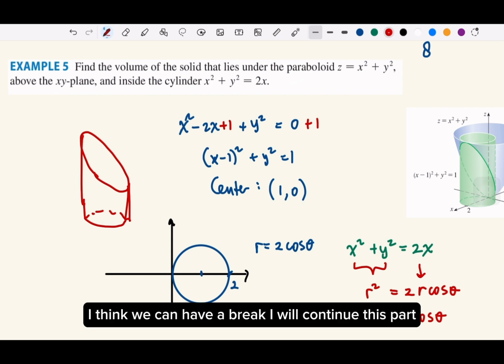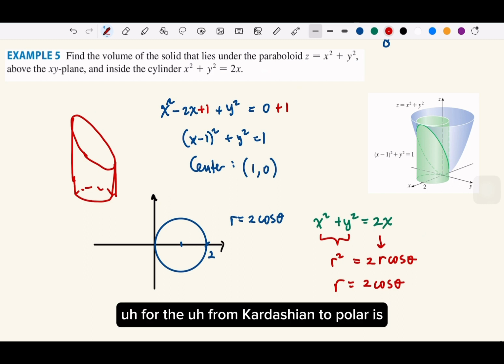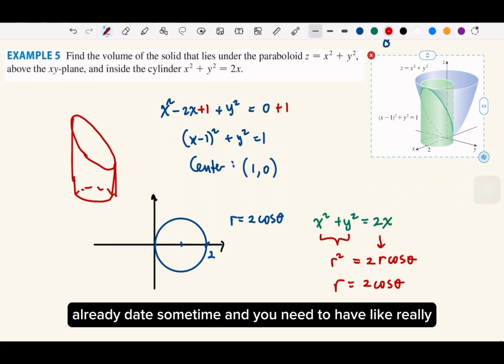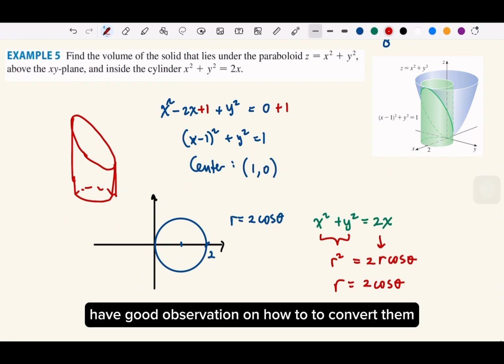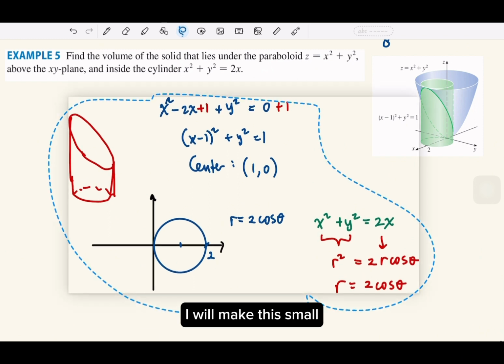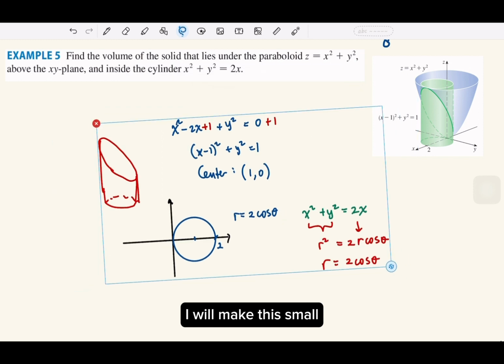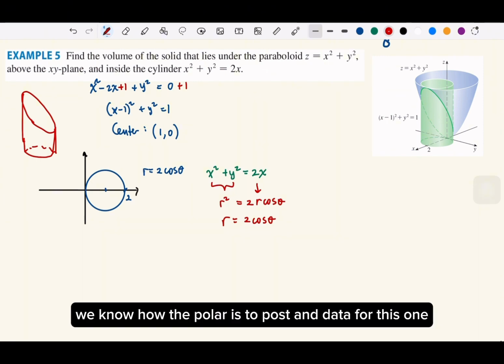Okay, so I think we can have a break. I will continue this part. I believe that the conversion itself from Cartesian to polar takes some time, and you need to have really good observation on how to convert them. So let's make this a little bit smaller. And now we know the polar is 2 cosine theta for this one.